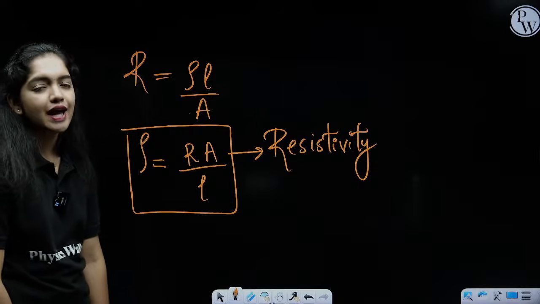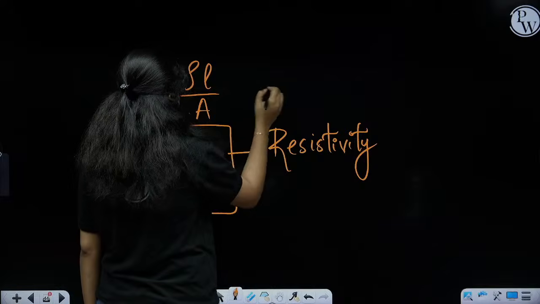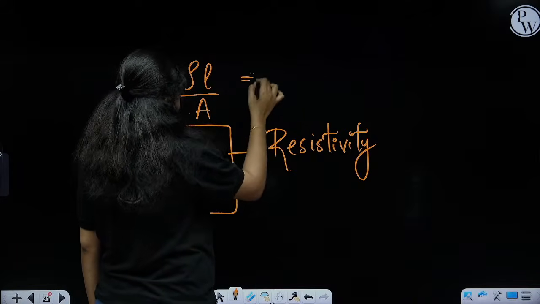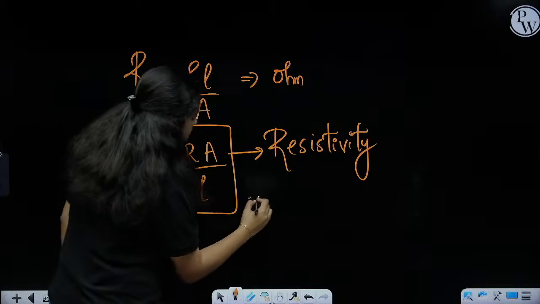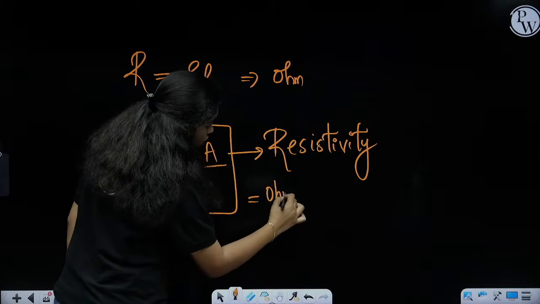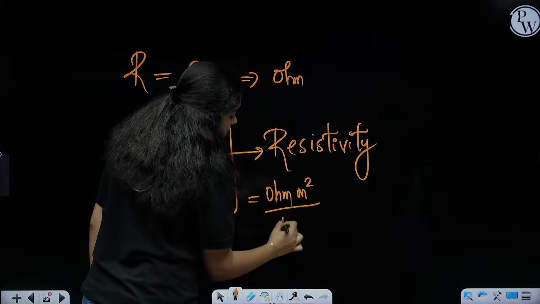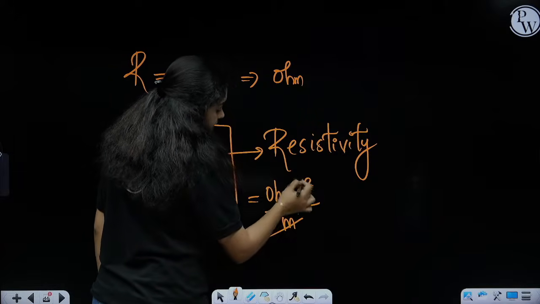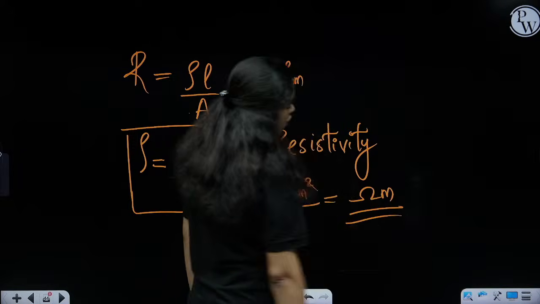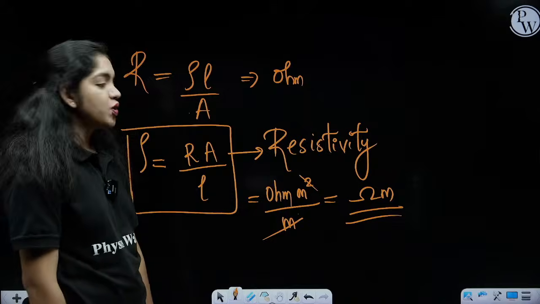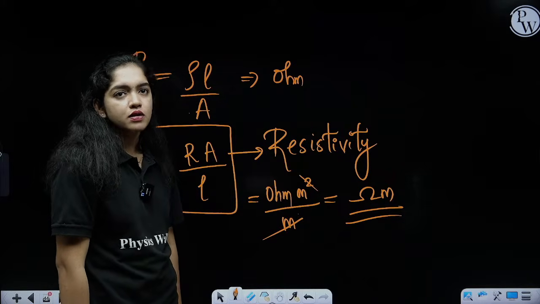Now we are going to write the unit. Resistance unit is ohm. Resistivity unit we are going to write. R unit is ohm, area unit is meter square, length unit is meter. So cut the meter square. What is remaining there? Ohm meter is the unit of resistivity. Very, very important, note it: the unit of resistivity is ohm meter. Clear? Any doubt?